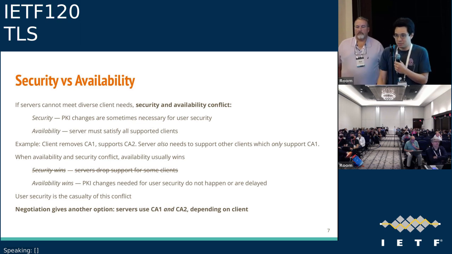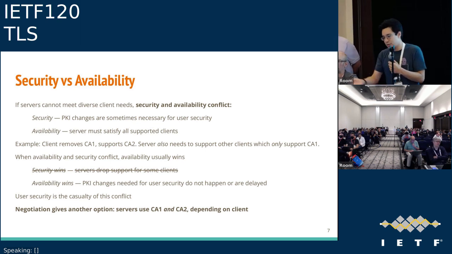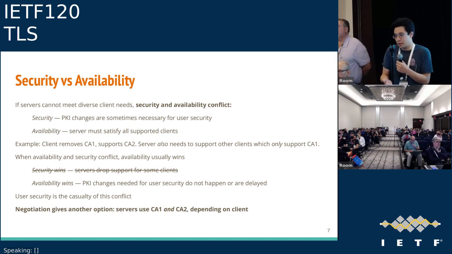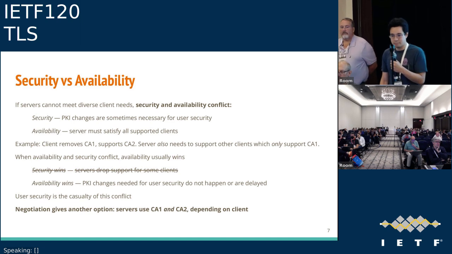If you have negotiation, we have another option. The servers can use both CAs, and depending on the client, send the correct one. Of course, there's still some cost to this. The server needs to maintain relationships with both CAs. We might be able to automate this in various ways, but ultimately, there are two certificates being stored, but this at least gives you a way out of this conflict.